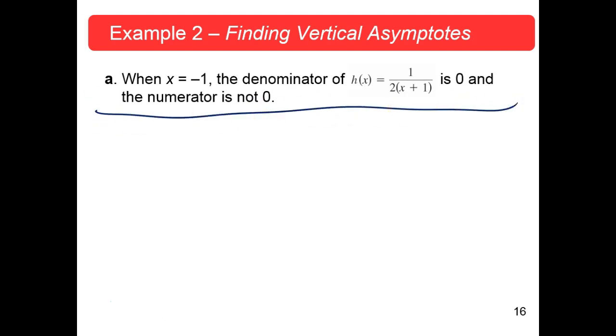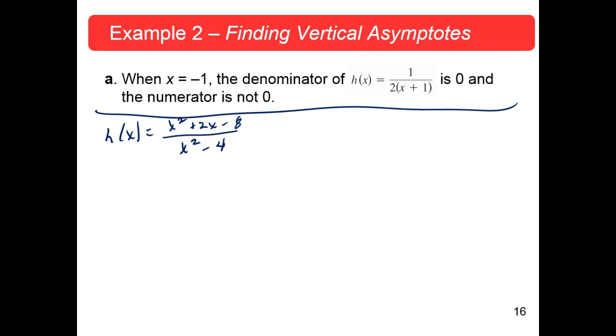On page 90, determine all the vertical asymptotes of the graph h of x is equal to x squared plus 2x minus 8 divided by x squared minus 4. All right, what would be your approach to a problem like that? Where would you begin?